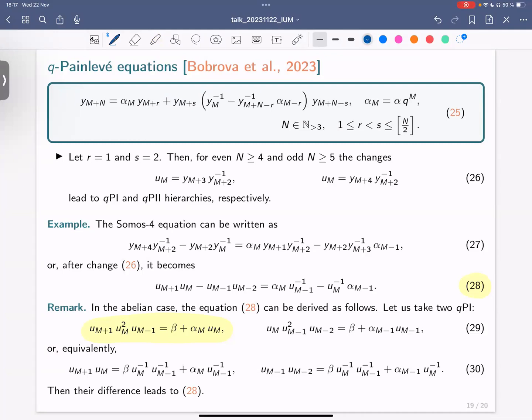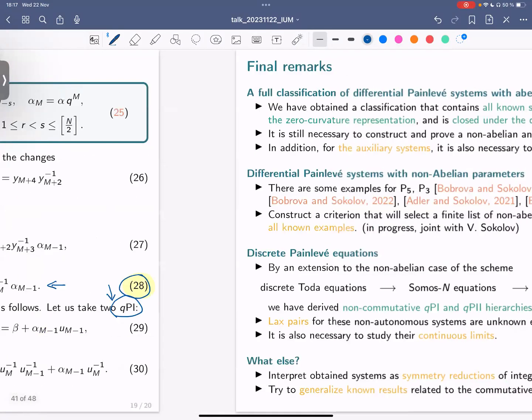So I just wanted to say that starting from the Abelian Painlevé 1, we can produce equation 28. But unfortunately, we don't know how to rewrite equation 28 into Painlevé 1. But okay, let me make a few final remarks.